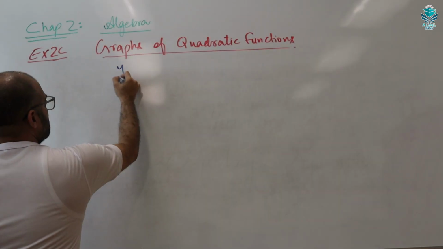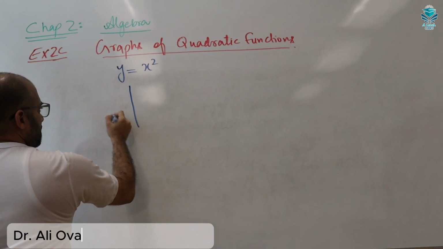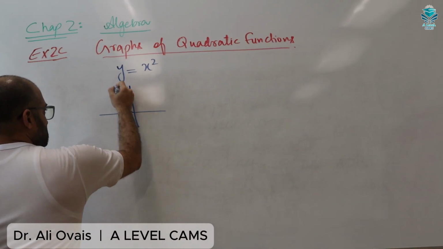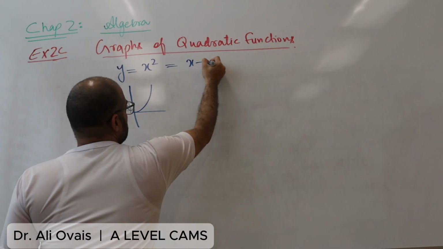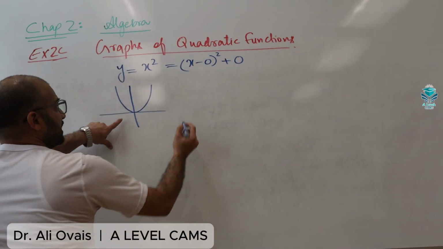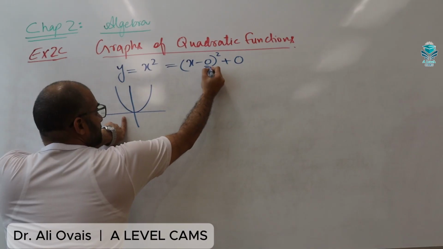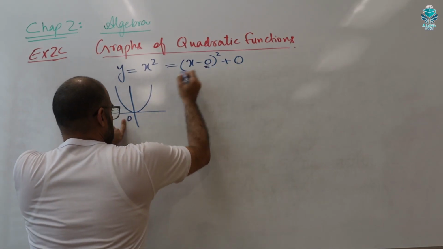The simplest form of the parabolic equation is y = x². The graph of this one is like this. You can simply write it as (x − 0)² + 0. So you can see that its vertex is at the origin, (0, 0).